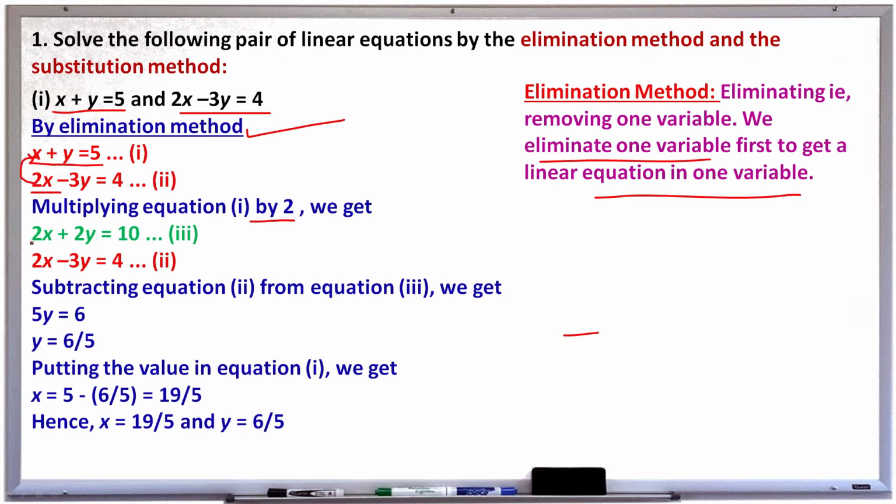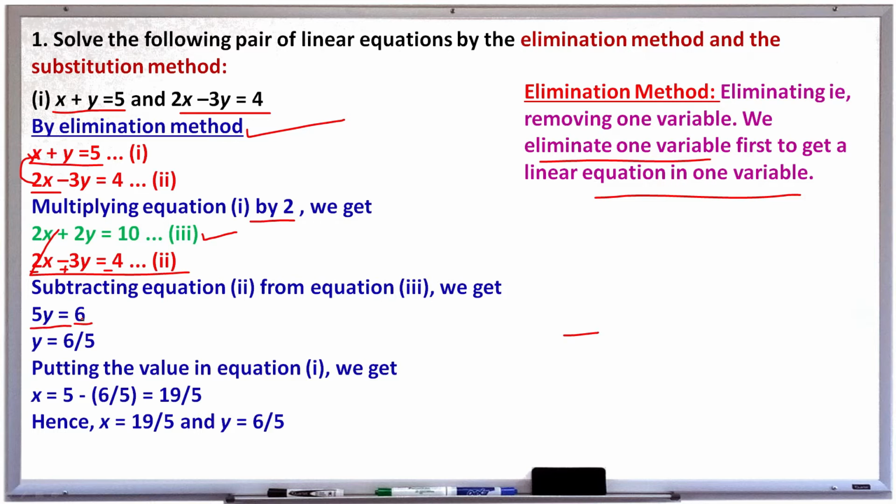So the equation will become 2x plus 2y is equal to 10, and the second equation we write as it is, 2x minus 3y is equal to 4. Now subtracting equation number 2 from equation number 3. When you subtract, 2x minus 2x will get cancelled. Minus 3y subtracted becomes plus, so 2y plus 3y will become 5y. The right hand side, 10 minus 4 is equal to 6.